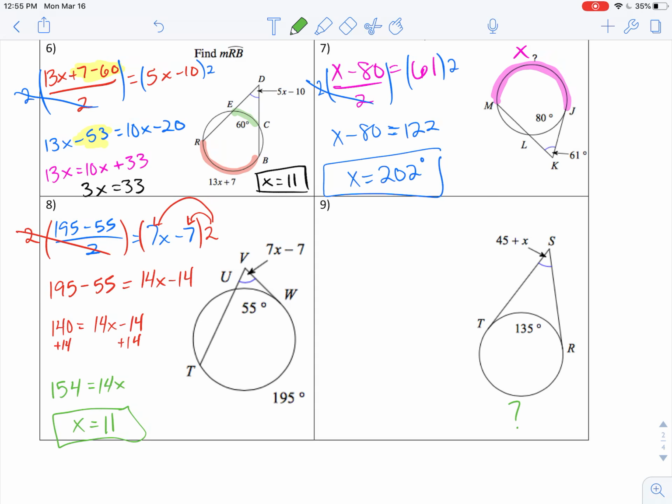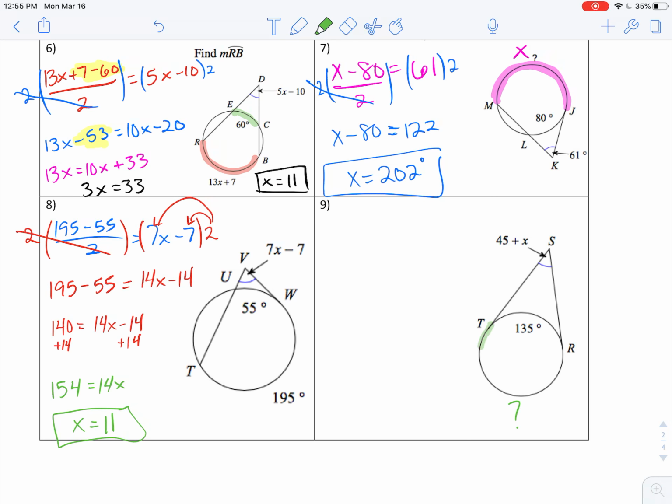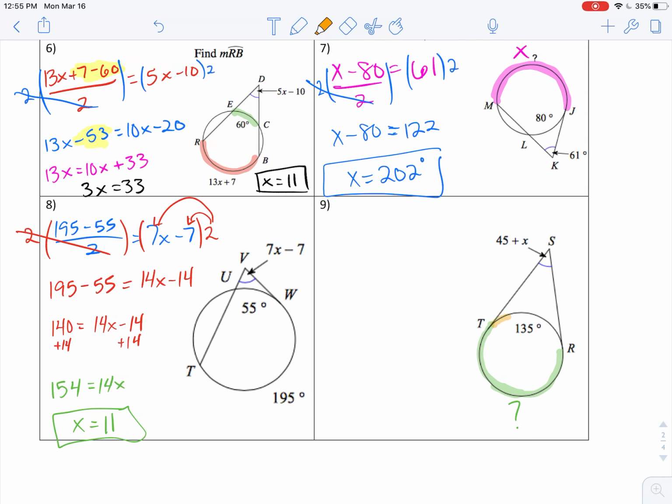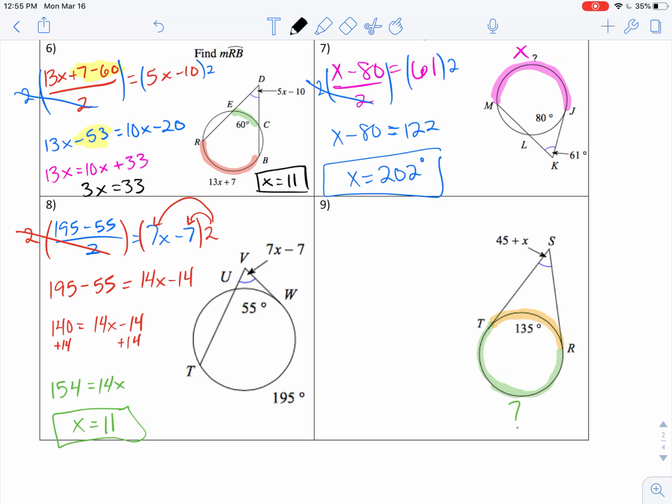And now I don't know what this is, right? No idea what that measure is. They didn't tell me anything. But let's highlight. Here's the arc I don't know. And where's the arc I do know? What is that? I know this is 135. So if I add the orange plus the green arcs, what should I get? What is that whole circle? So I know that we'll call this Y. You know what? Let's call it G for green.